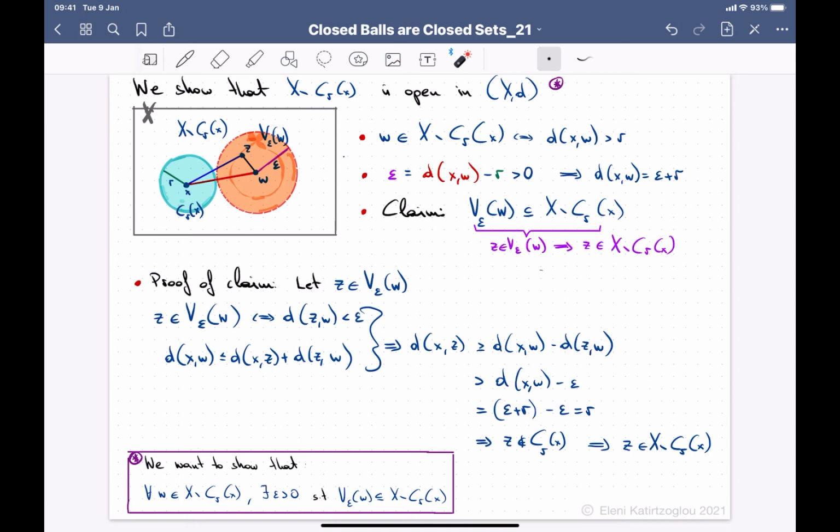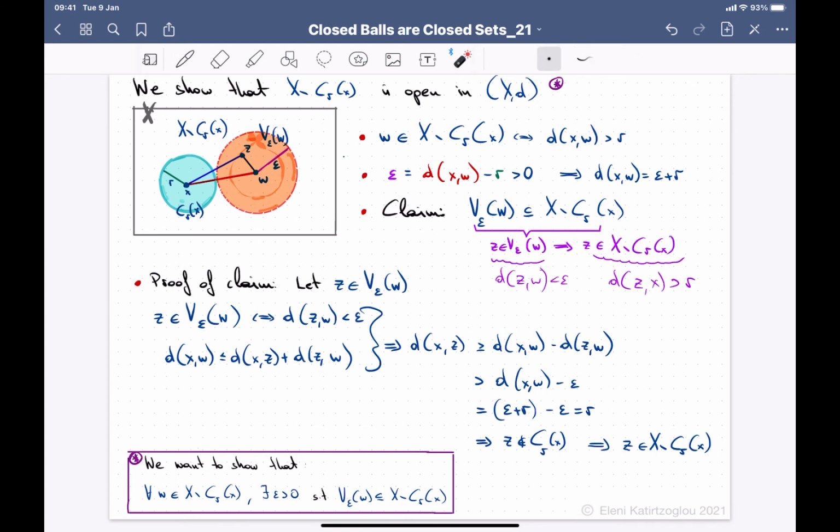Before we move on, let's just recall that Z is inside this neighborhood is the same as saying that the distance between Z and W is less than epsilon. And then to say that Z is inside the complement of the closed ball is the same as saying that the distance between Z and X is strictly greater than R.